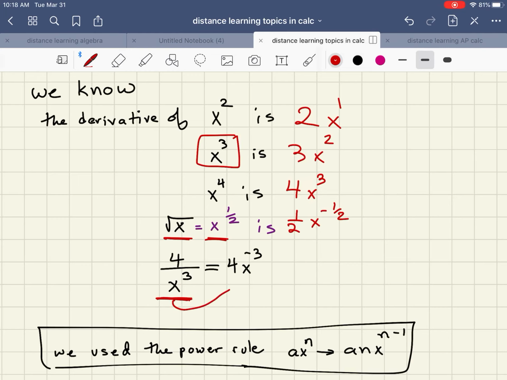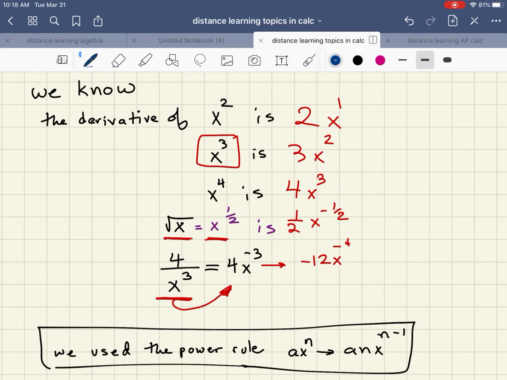4 over x cubed becomes 4x to the negative 3. These are equivalent, and then I take the derivative, which gives me negative 12x to the negative 4th. Okay, that's all simple derivatives, and it's really what we just need to remember for this new stuff. We're not doing anything complicated. That was the first stuff that we learned when we started doing derivatives. So we're taking the derivative and using the power rule. Well, the next step is to learn about antiderivatives.